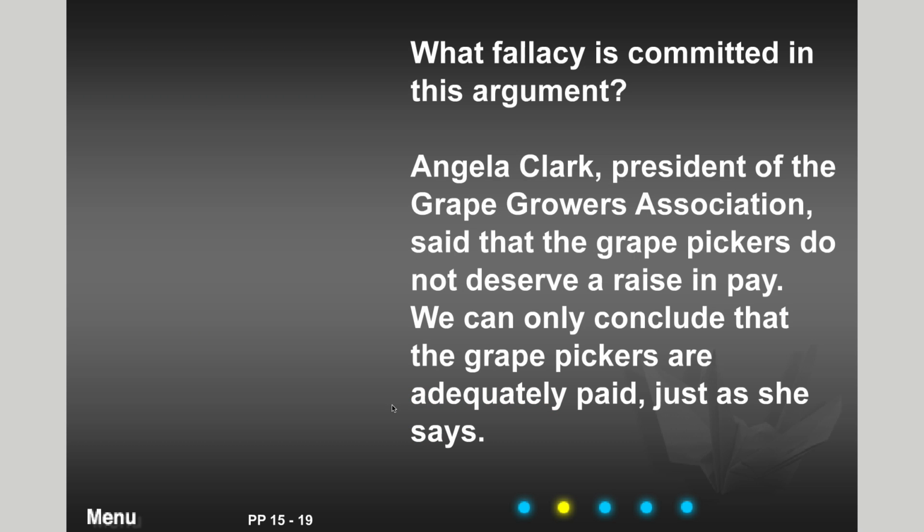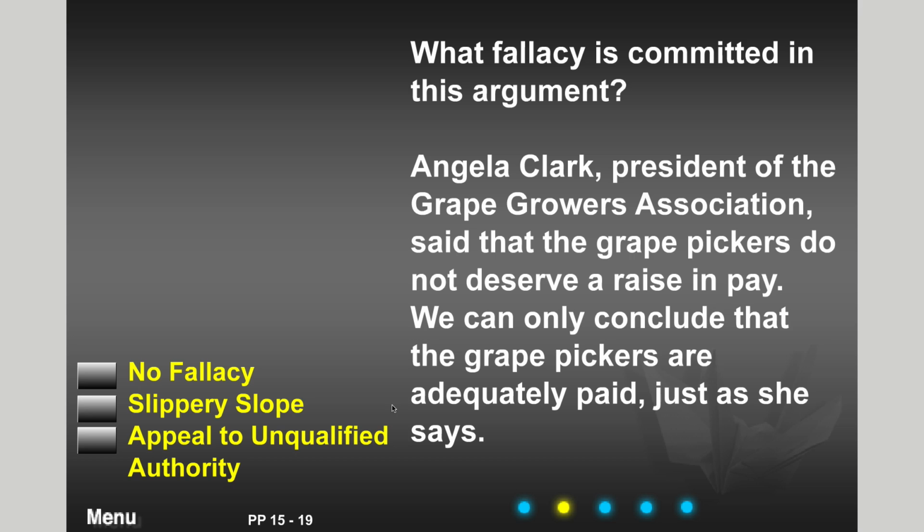Okay. Angela Clark, president of the Grape Growers Association, said that the grape pickers do not deserve a raise in pay. We can only conclude that the grape pickers are adequately paid, just as she said. President of the Grape Growers Association, right? We would assume this is the lobbying group for grape growers. That is, she represents the employers.